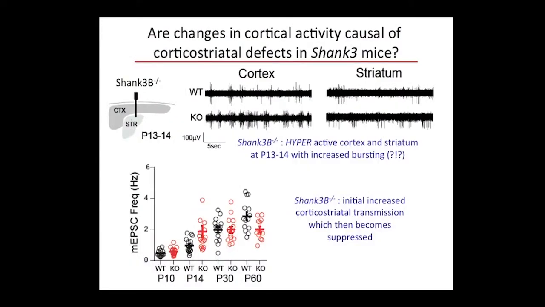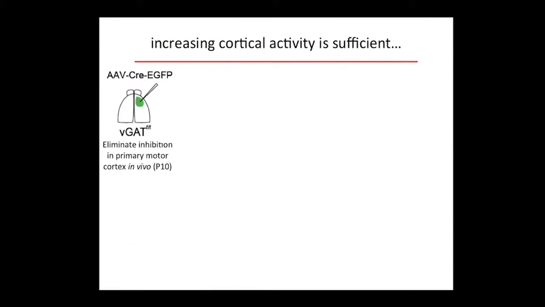So in that sense, this is consistent with our model because there's overactivation of cortex and there's overinnervation of striatum early on. Okay? So is this kind of overactivation of cortex really sufficient to drive those changes in striatum? So we took an animal that has this conditional allele of VGAT that's necessary to make GABA, injected Cre-encoding AAV into cortex, so we eliminated inhibition in cortex to make it hyperactive.